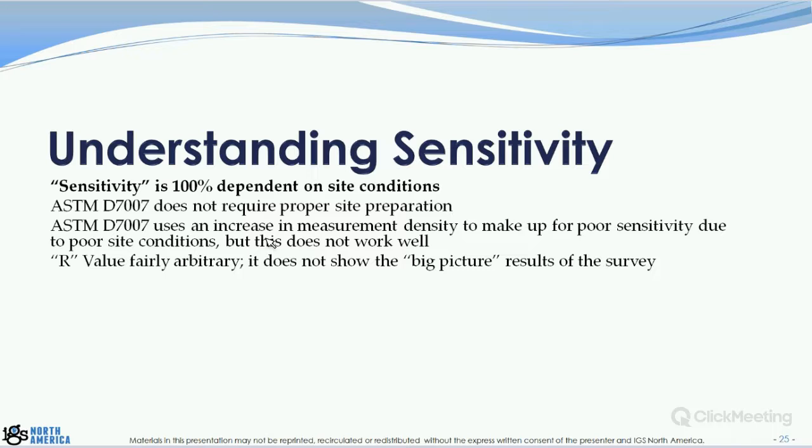The R value that was written into the ASTM, even the original author of it said, well, we had to come up with something that shows that it's working. It's fairly arbitrary. It does not show the big picture results of the survey. I've been on sites where a 3-to-1 signal-to-noise ratio worked. You could see it very well, and other sites where you couldn't see it very well. So it's really not a good measure of how detectable a leak is.